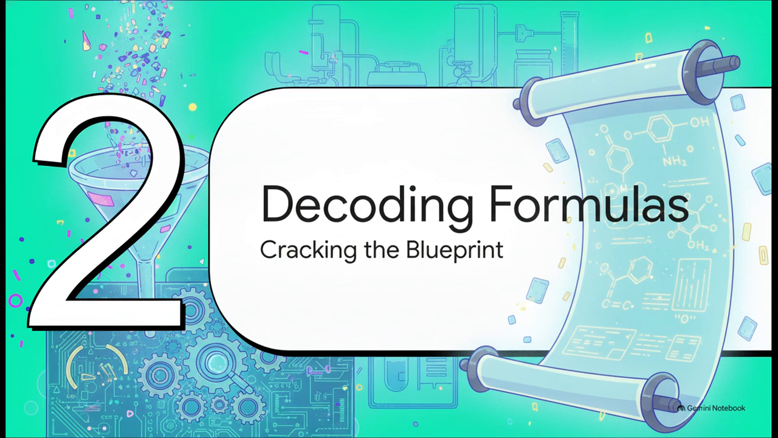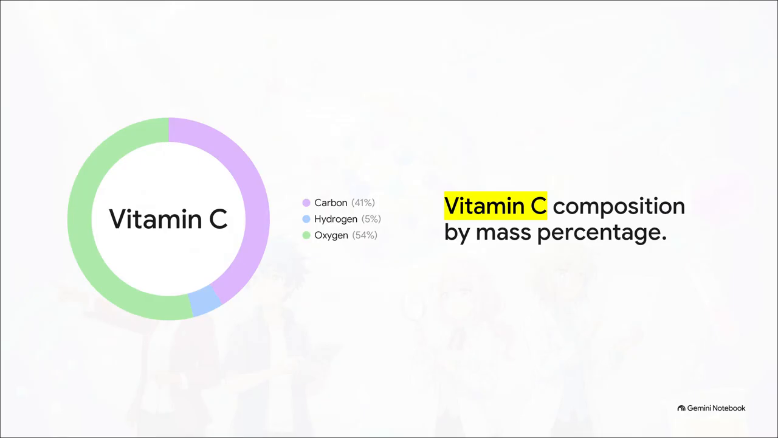Section 2. Decoding empirical formulas, cracking the chemical blueprint. Now, what's really interesting about this slide is what raw elemental data actually looks like straight out of a laboratory analysis. Take our prime suspect for today, vitamin C, also known as ascorbic acid. Elemental analysis tells us it's made up of 40.92% carbon, 4.58% hydrogen, and 54.50% oxygen by mass. But here's the catch. Percentages aren't a chemical formula. We absolutely cannot write a molecule as carbon 40.92, hydrogen 4.58. We have to convert this into a ratio of atoms.